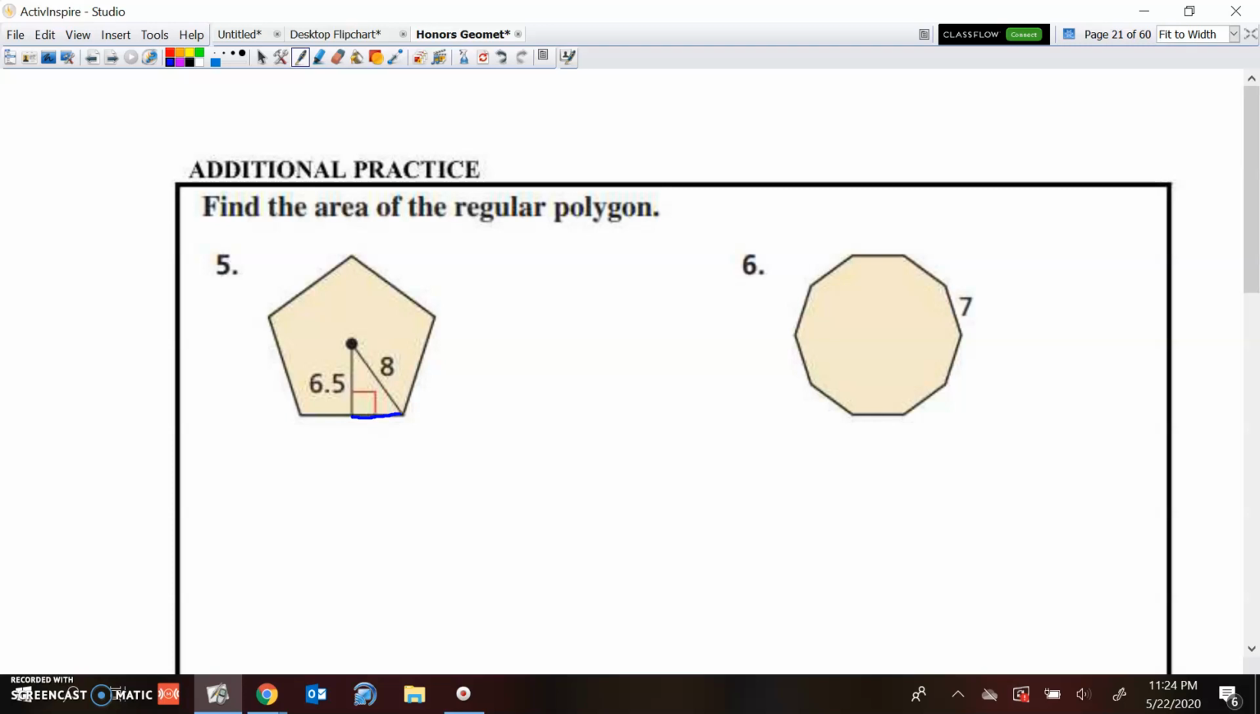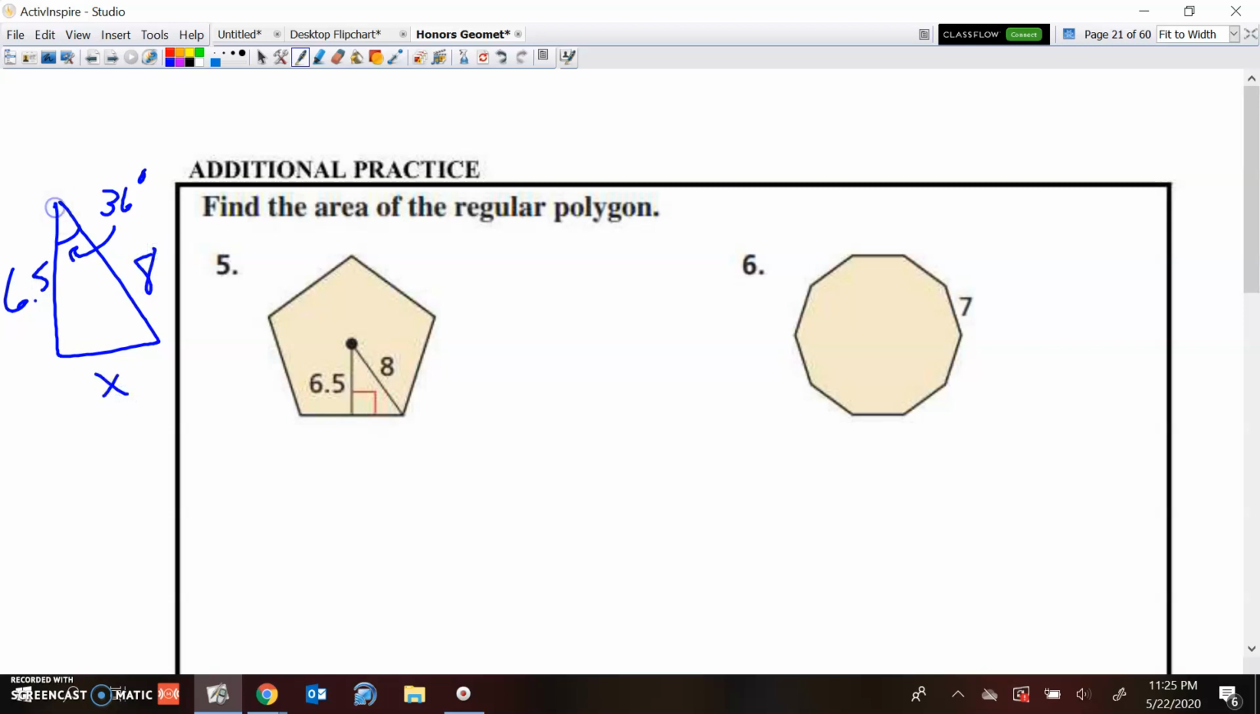and use our trig. So if we think of this entire central angle, it's going to be 360 divided by 5, right? So 360 divided by 5 is going to give us 72. I knew that. So this piece here is just 36. Okay, so I'm going to erase all that and just focus on the triangle that is drawn in. So this angle here is 36 degrees. This is 6.5. This here is 8. I want to find x.